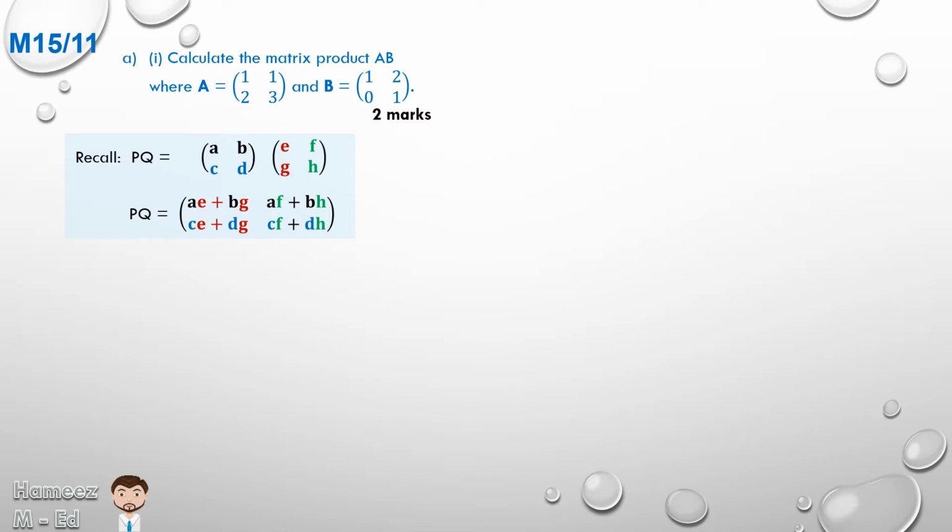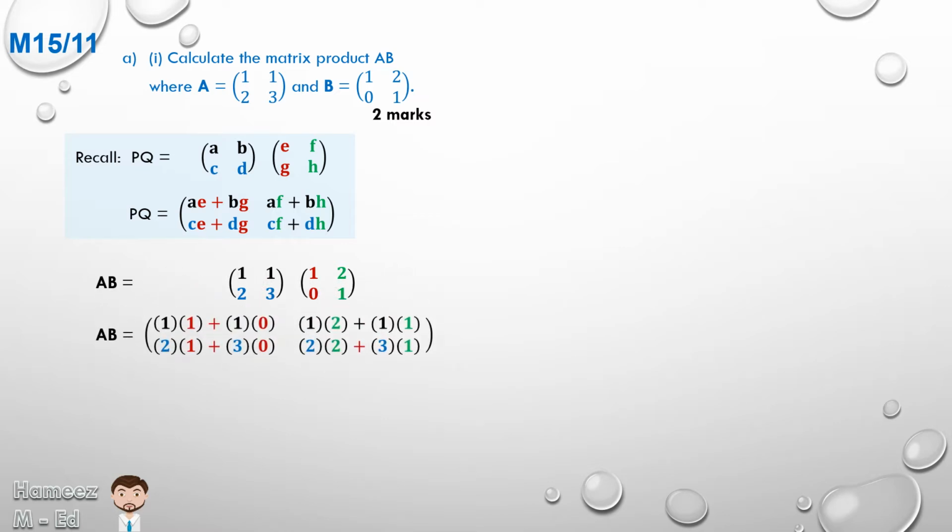Let's apply it to this question. So AB would be equal to [1, 1; 2, 3] by [1, 2; 0, 1]. And I've put the same colors, so you can just follow to suit. So it will be 1 by 1 plus 1 by 0 for the first value. The second will be 1 by 2 plus 1 by 1. And then below would be 2 by 1 plus 3 by 0. And then 2 by 2 plus 3 by 1.